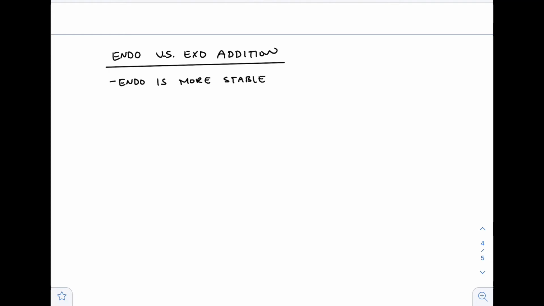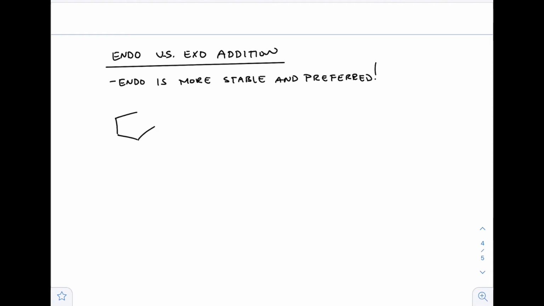Okay, now that bicyclic fused ring system doesn't look too tricky, right? I think you guys can handle that without even elaborating on it. But when we talk about endo versus exo addition, then it gets crazy. It's fun stuff though. So really the main point you want to remember is that endo is more stable and it's preferred.